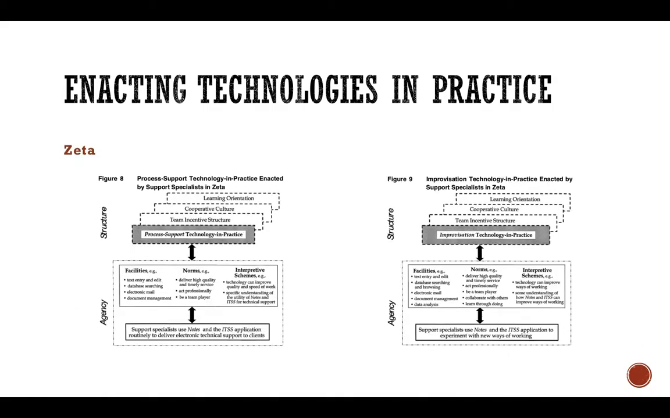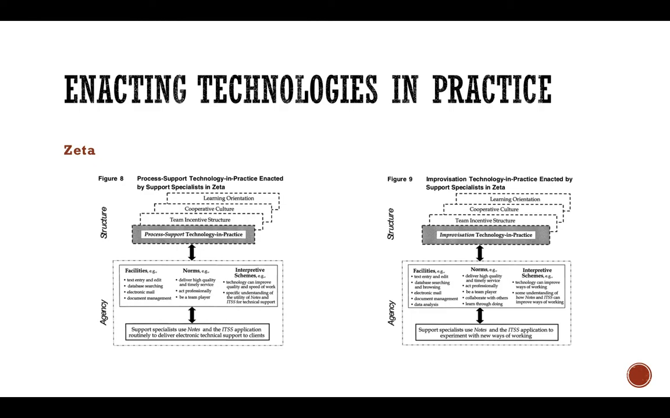For the Zeta company, the analysis found that there was a process support technology in practice and an improvisation technology in practice. For the process support technology in practice, the support specialists use notes routinely to deliver electronic technical support to the clients. So this was used for high quality services and for professionalism, and to be a team player through group messages, and also used for document management.